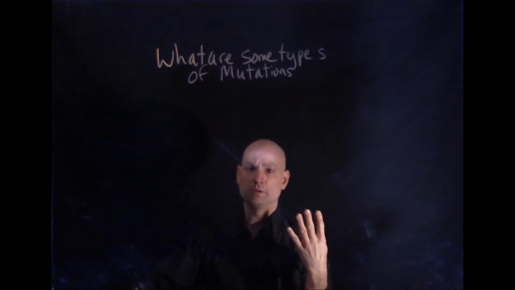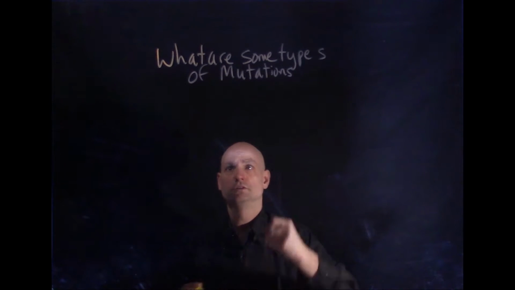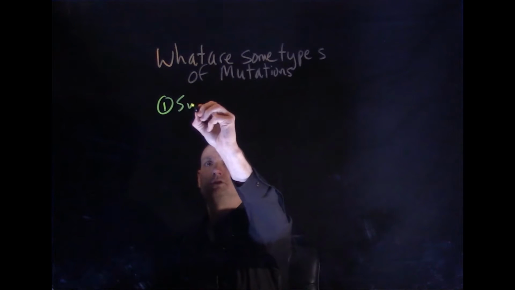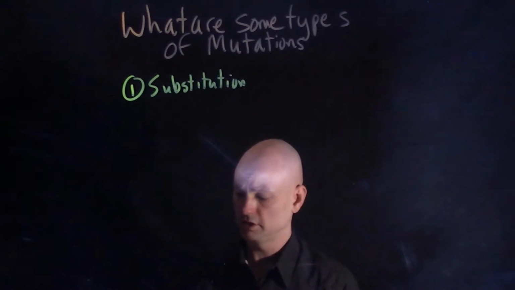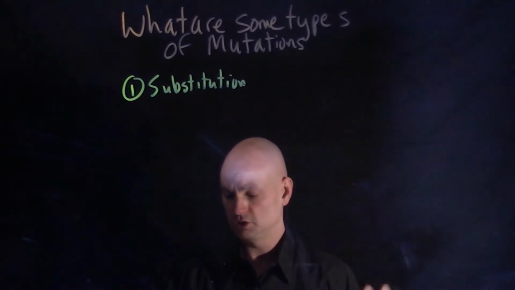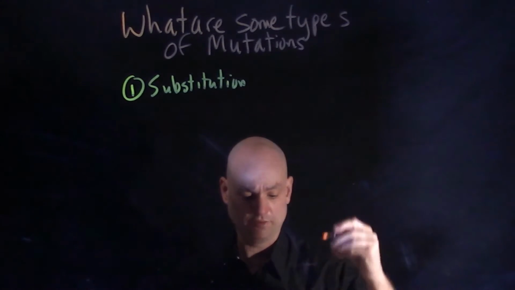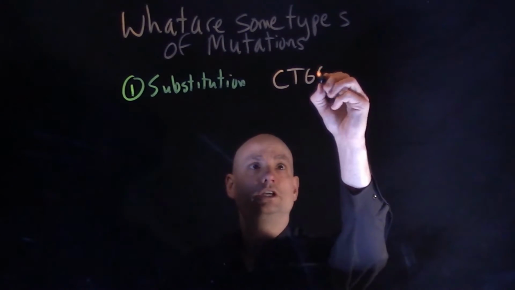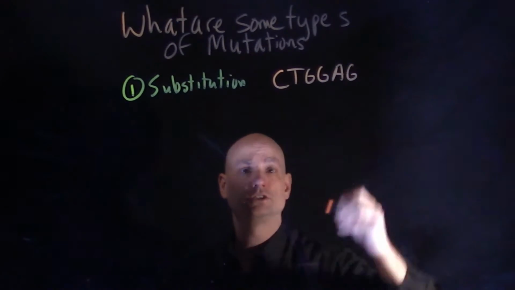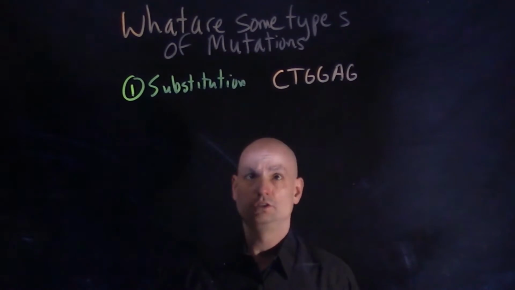Okay, so there's 4 basic types that we're going to talk about. The first one is called a substitution. Okay, a substitution mutation is just like it sounds. You're going to take one DNA base and you're going to substitute it for another. So let's imagine we have a sequence in DNA, C, T, G, G, A, G. And that's our normal DNA sequence.